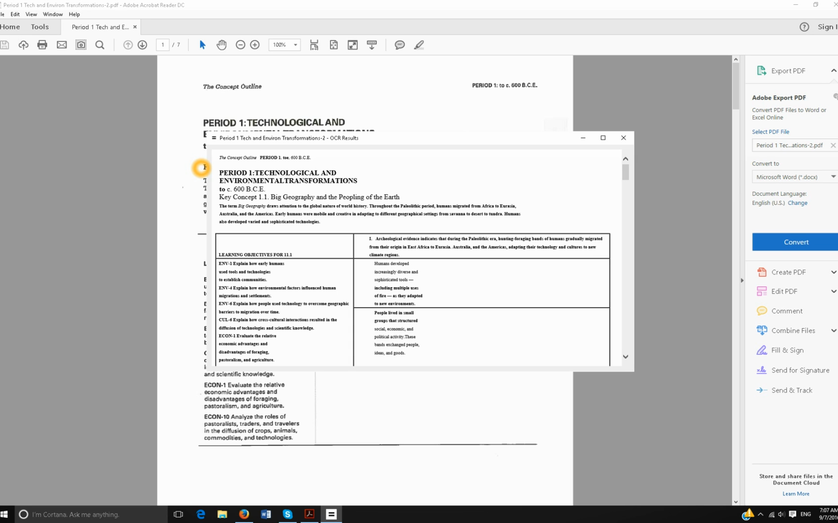Archaeological evidence indicates that during the Paleolithic era, hunting-foraging bands of humans gradually migrated to Eurasia, Australia, and the Americas, adapting their technology and cultures to new climate regions. We're pretty impressed, right? The thing is, you cannot save this.